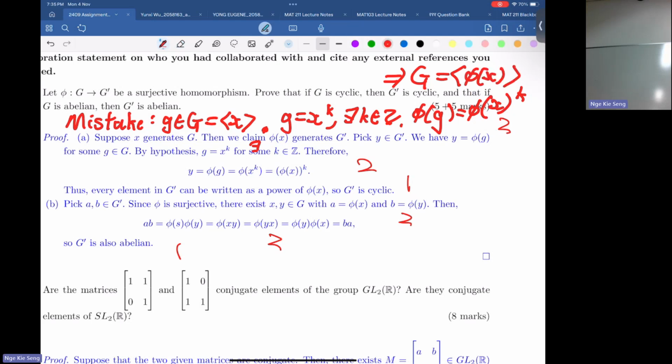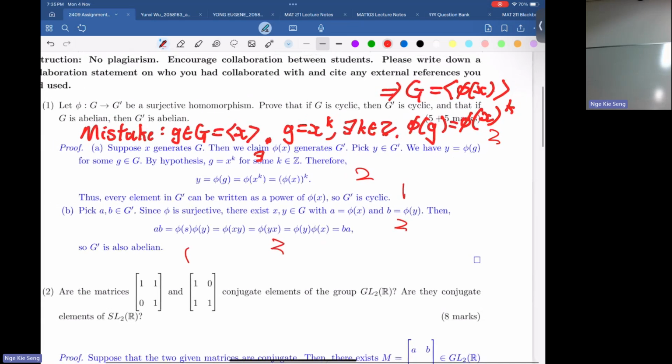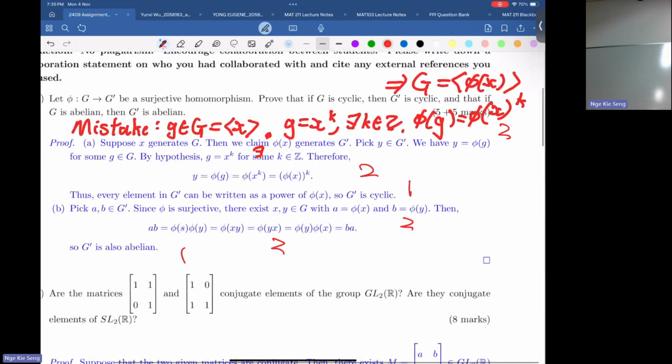Do you think it's correct or not? Just this one part. Can I deduce that G' is cyclic in this way? So let's take any g.